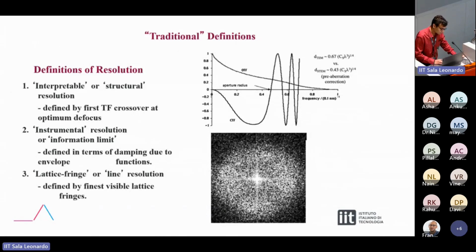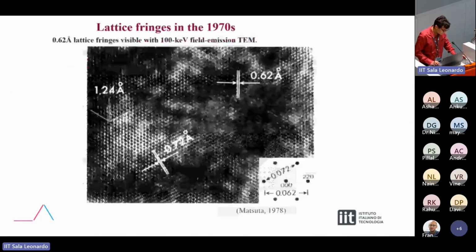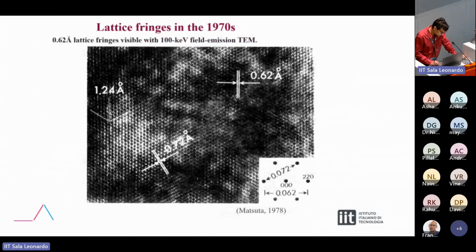get contrast reversals, and in STEM, especially Z contrast or high angle annular dark field imaging, you have no contrast reversal. So that's the reason why HAADF images are very easy to interpret as compared to phase contrast images in TEM. So now I'll just show you this slide.